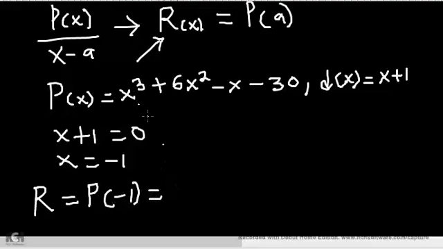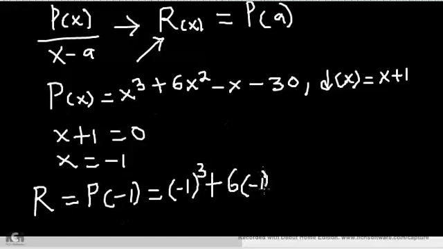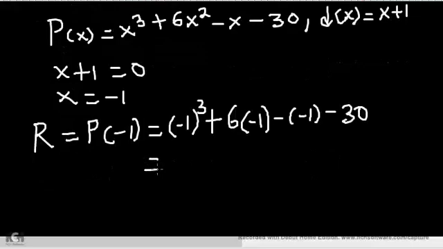All right, so let's put the value there. That's going to be minus 1 to the power 3, because I'm doing p of minus 1, so any place I see x, I put minus 1. Then plus 6 into minus 1, then minus, please pardon me, 6 into minus 1. Then minus into minus 1, then minus 30. Let's do this now and see what we have. Of course, this is going to be minus 1. This is going to be minus 6.